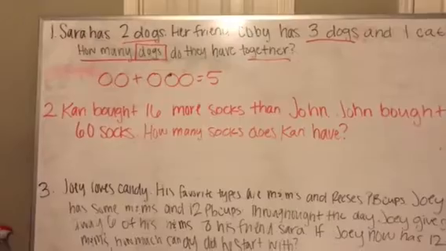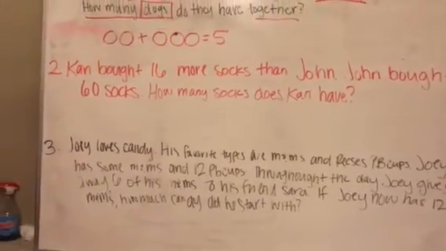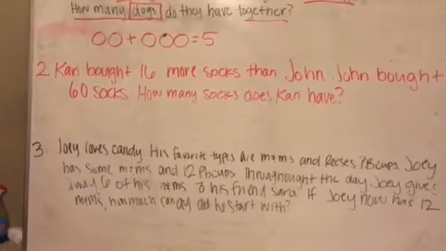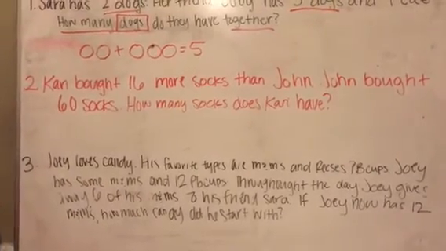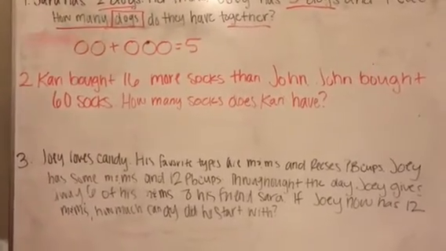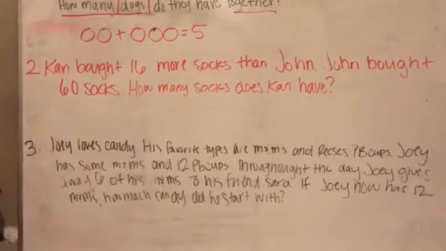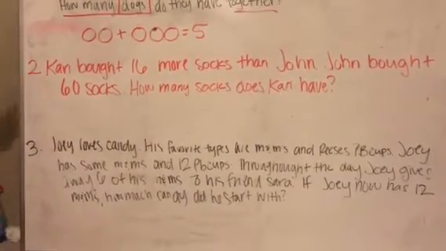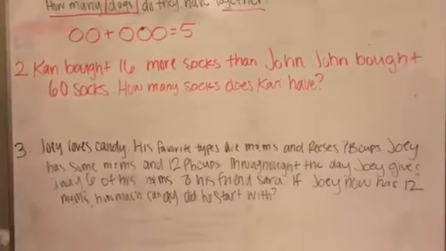The next problem is going to be another addition problem. It says Carrie bought 16 more socks than John. John bought 60 socks. How many socks does Carrie have? The issue with this is that the students may get confused about which characters have which quantities. They may not understand that Carrie has a bigger number. They may think that John has 16 more than Carrie.